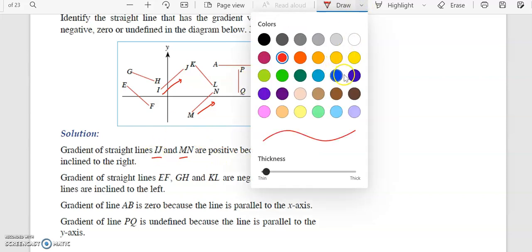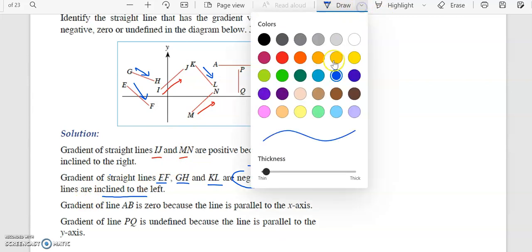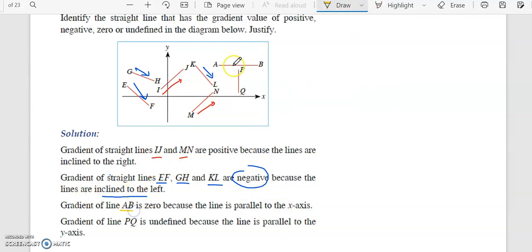Going up. And then straight lines EF, GH and KL are negative because the lines are inclined to the left, going down. And then the gradient of the line AB. AB is 0 because the line is parallel to the x-axis, or it is a horizontal line.